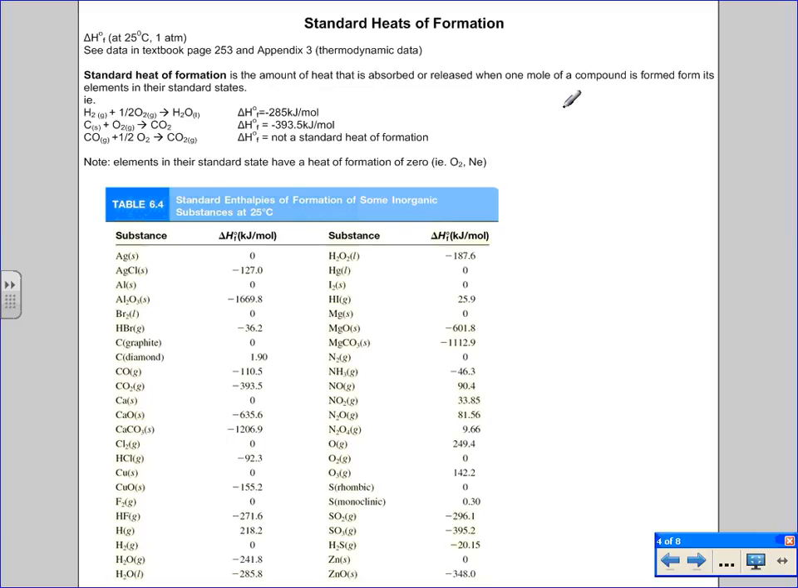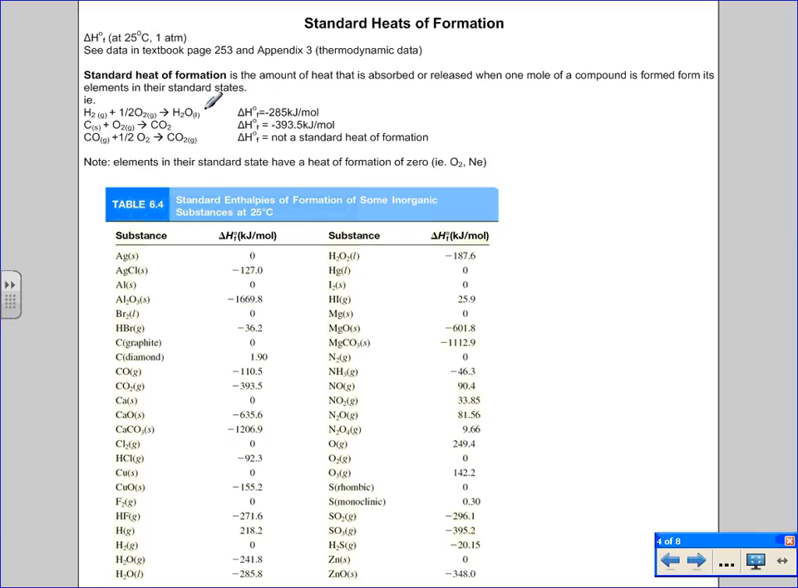We are forming 1 mole of the substance. It's going to be an exothermic or an endothermic reaction. And the substance is formed from the elements in their standard states. What we mean by that is it's formed from the elements in their regular state, so liquid, solid, gas, whether it's diatomic or not, at these conditions, at 25 degrees Celsius and 1 atmosphere.